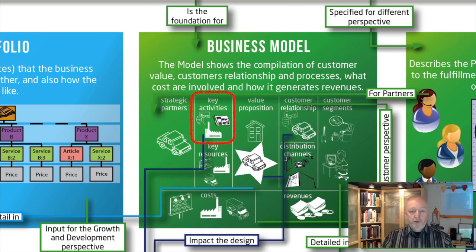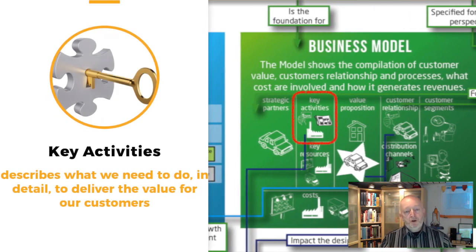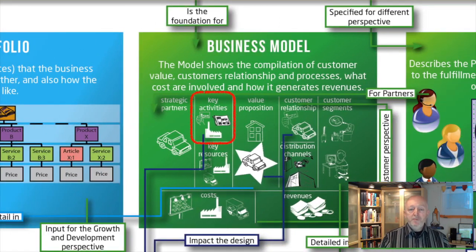Now you also need to know what key activities you need to have in order to deliver the value for your customers, and how you're going to do this customer service, this customer relationship. You need processes for all those things. In the business model, we talk about key activities, but as I will describe in another video, I'm talking about processes here. So you need processes in place for everything that is going to deliver that value for your customers.